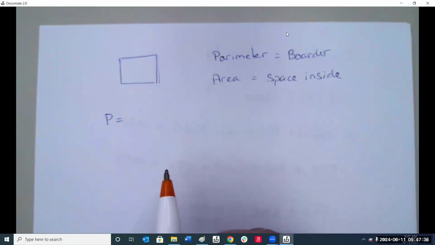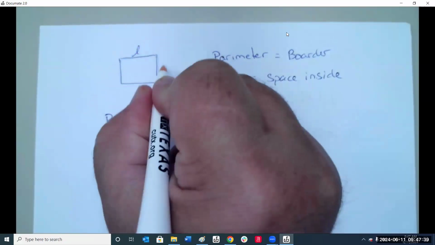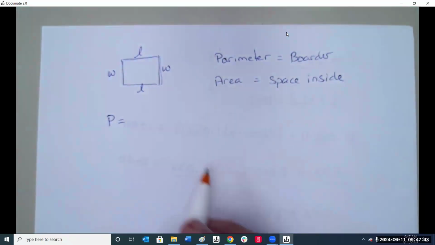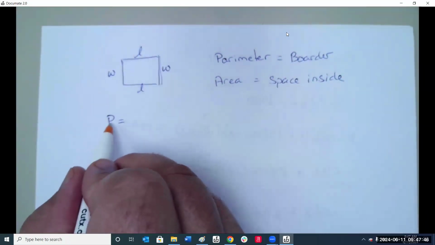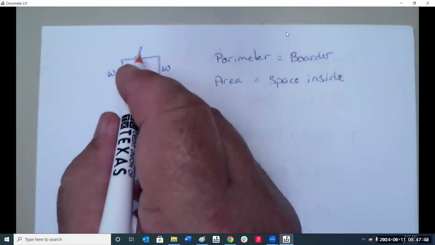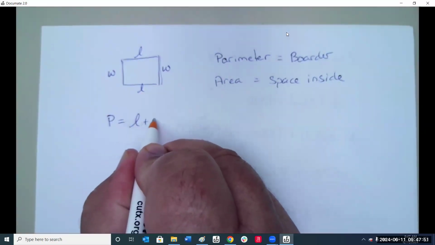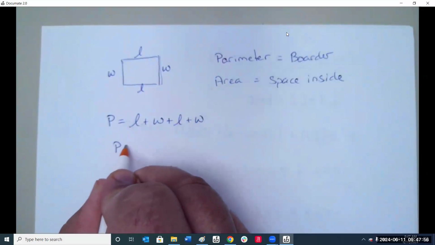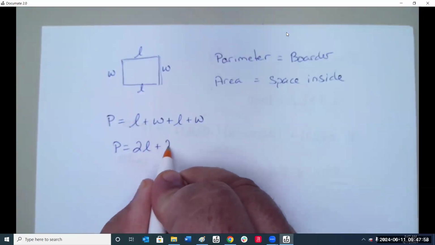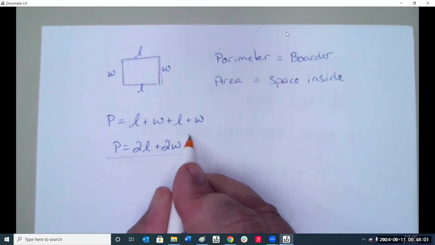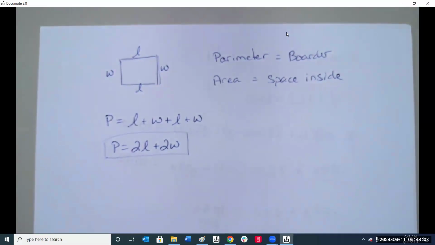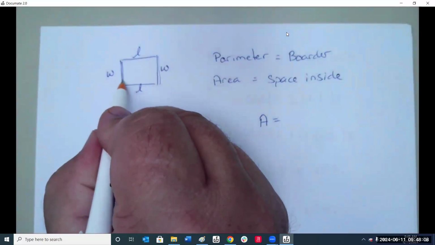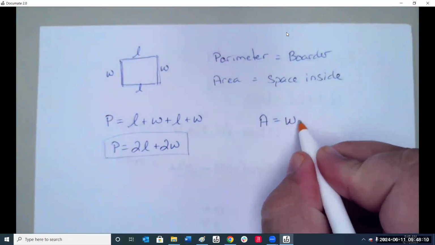So the formula for perimeter, we have the length, we have the width, we have the length, and the width. If we add up all four of these, that's the perimeter. So it's length plus W plus L plus W, which makes it 2L plus 2W. That's the formula for perimeter. And area is simply the width times the length.